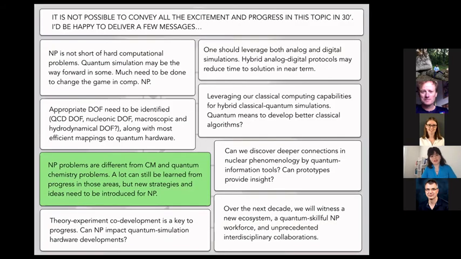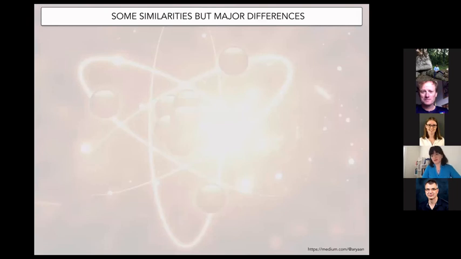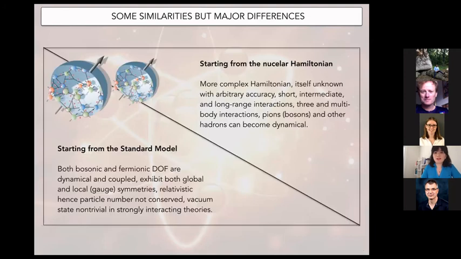All right, so the next point that I want to make is that nuclear physics problems are different from condensed matter and quantum chemistry problems. However, we can still learn a lot from the progress in those areas, but we also need to think about new strategies and ideas to implement in nuclear physics. What do I mean by that? Well, let me tell you a little bit about the differences.